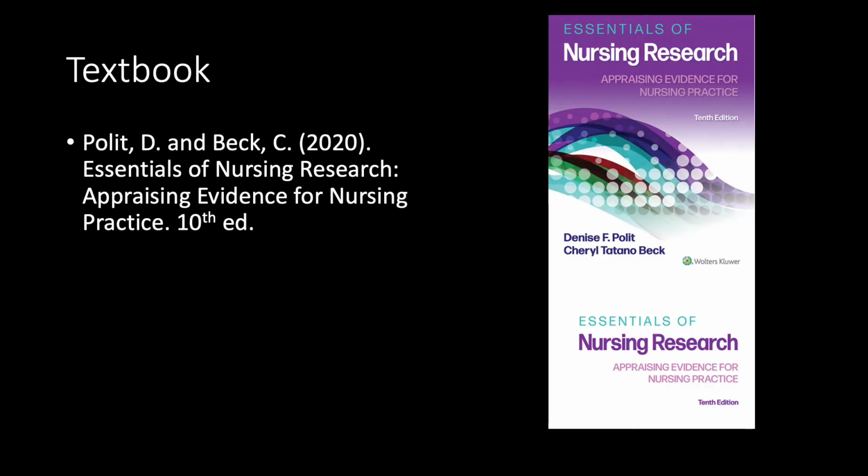This course only requires one textbook, and that book is Essentials of Nursing Research, Appraising Evidence for Nursing Practice, the 10th edition by Polit and Beck. It is recommended that you have an APA style manual. That said, you can get most of the information you need about APA style on Purdue OWL for free. You are responsible for following APA style.